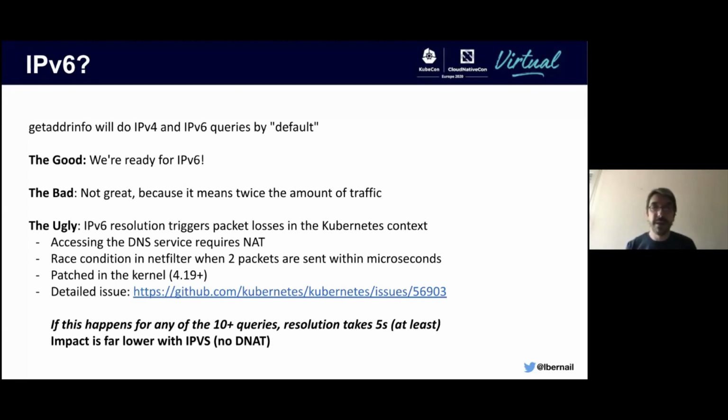But there's also the ugly part, which is something that most of you may have heard about in the past: there's a race condition in Netfilter which will trigger packet losses if you do an IPv4 and an IPv6 query in a very short time span. This was patched, but the issue has been there for quite a while and has been painful for many users because, of course, if one of the 2 packets is lost, the resolver is going to wait for 5 seconds before retrying. Depending on the proxy you use, the impact is going to be different. It's slightly better with IPVS, but still not perfect.